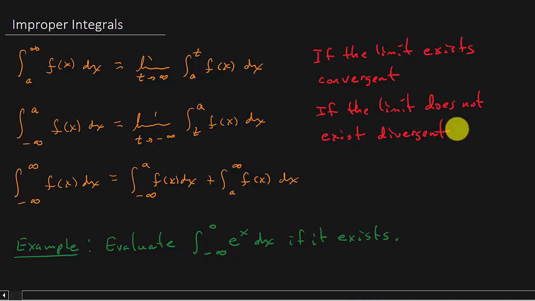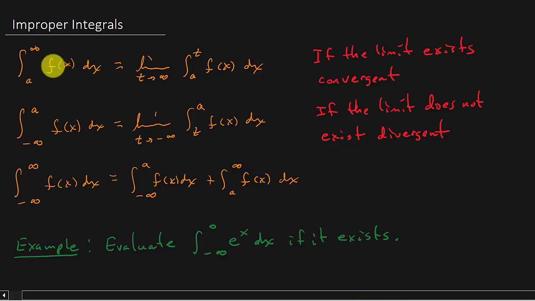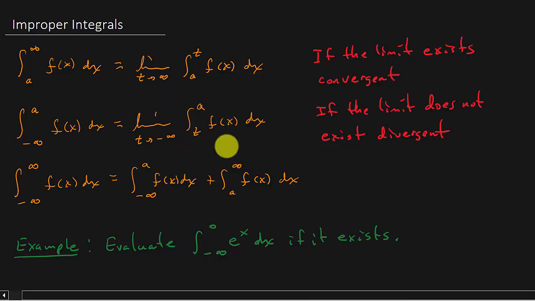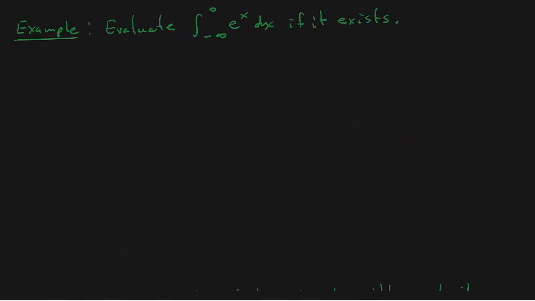They may ask you in the directions to determine if the integral is convergent or divergent, and if it's convergent, give the value. So that's what it means. If the limit exists, convergent. If the limit does not exist, then it's divergent. All right, so let's go ahead and do this one.